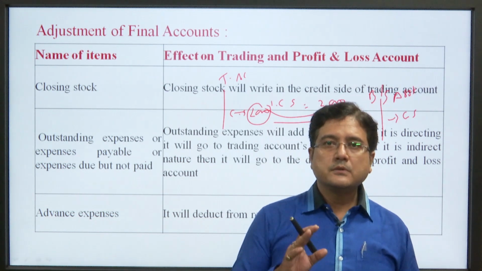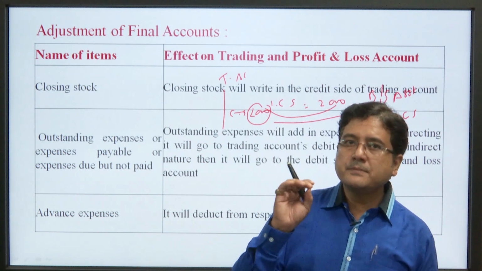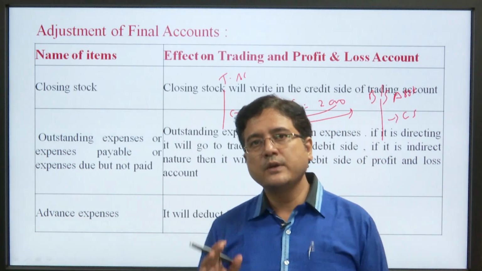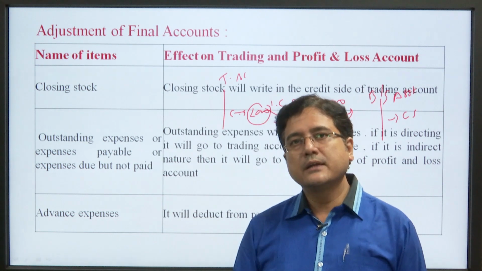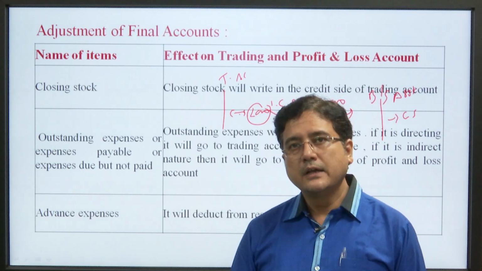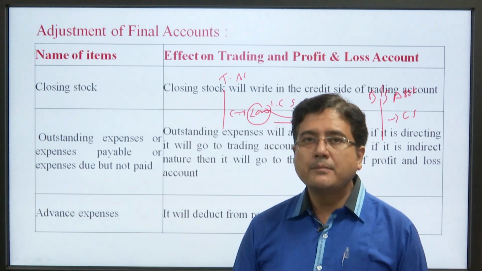Clear? This means when closing stock is adjusted, it gives an impact both in the trading account and similarly on the asset side of the balance sheet. If we fail to do that, our balance sheet will never match.